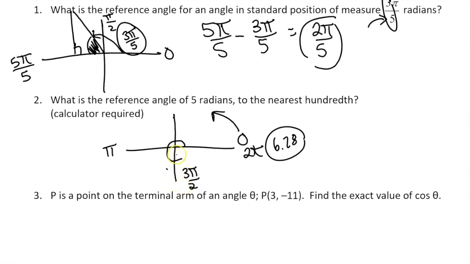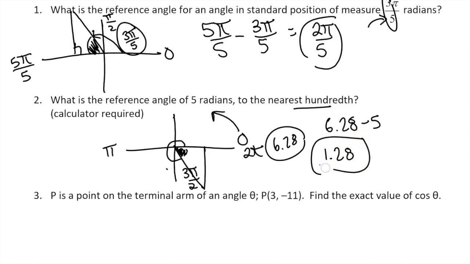So if we take a look at something that's 5 radians, not 5 pi radians, then it would be right here. And that would be 6.28 subtract 5. If they want the nearest hundredth, that's going to give us 1.28 radians.